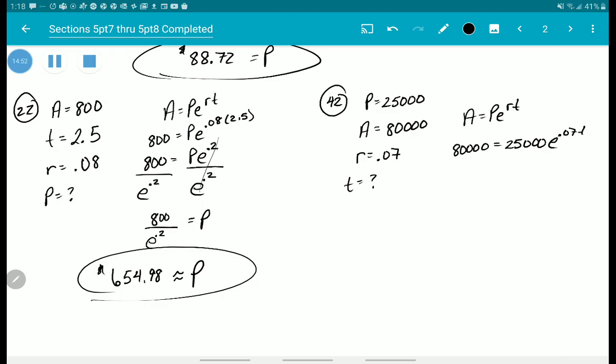So now we have an exponential equation we want to solve. And remember, we're going to have to isolate that e term. And our final goal is to get t by itself. So let's start by dividing both sides by 25,000. So if we do, we're going to have e to the 0.07t on the right. 80,000 divided by 25,000 is going to be 3.2. This is a nice decimal, so I'm going to leave the decimal. Now we can take the ln of both sides.